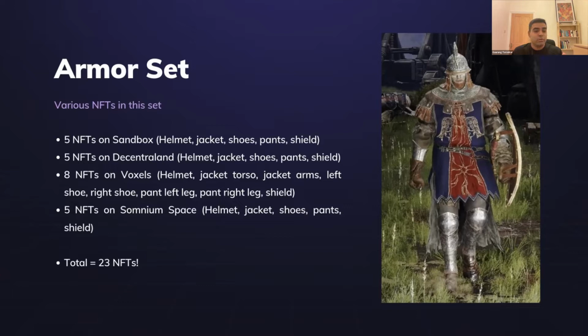If you want to do it on Decentraland, another 5 NFTs. On Voxels, another 8 NFTs. On Somnium Space, another 5 NFTs. And here, as I said, I'm not even talking about the games, I'm just talking about the metaverses. If you think about other games, there are going to be even more NFTs, right? And as I said earlier, if each of these NFTs has 1,000 copies, you suddenly have 23,000 different token IDs on the blockchain, and none of them are connected with each other. It is completely random, right?